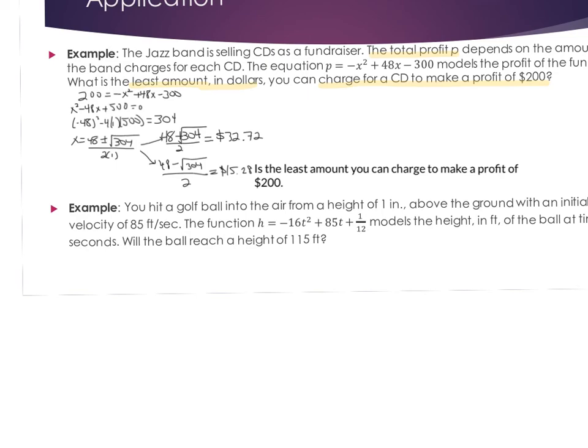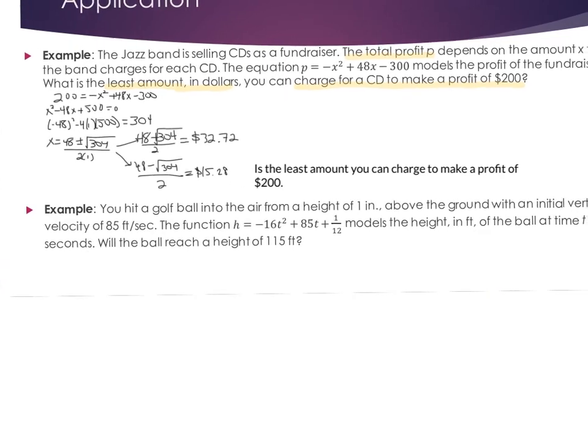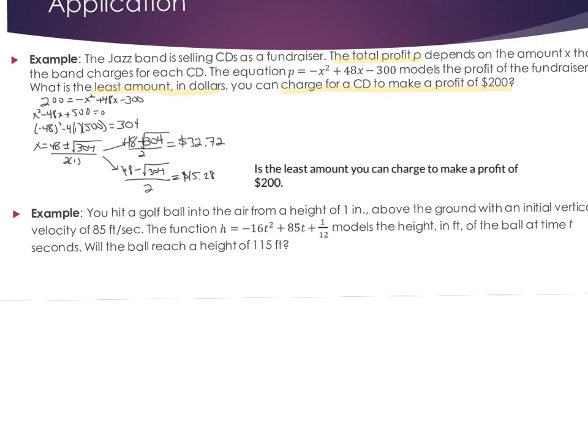You hit a golf ball into the air from a height of 1 inch above the ground with an initial vertical velocity of 85 feet per second. The function h equals negative 16t squared plus 85t plus 1 over 12 models the height in feet of the ball at time t seconds. Will the ball reach a height of 115? Okay, so the 115 is our height, and we're going to put that in place of h.